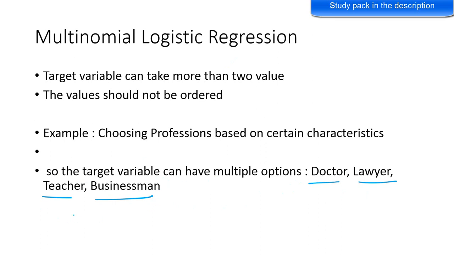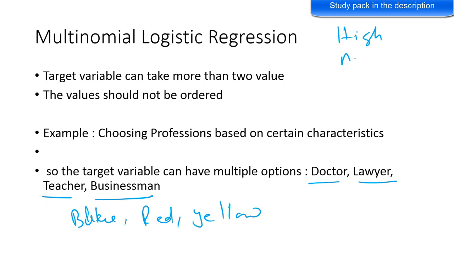Similarly, the choice of a color like blue, red, or yellow, we cannot order them either. But we can order certain values. For instance, let's say the target variable is the income level of an individual: high income, middle income, and low income. The target variable has three values: high, middle, and low.